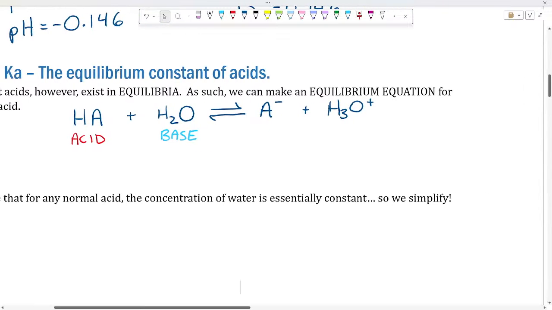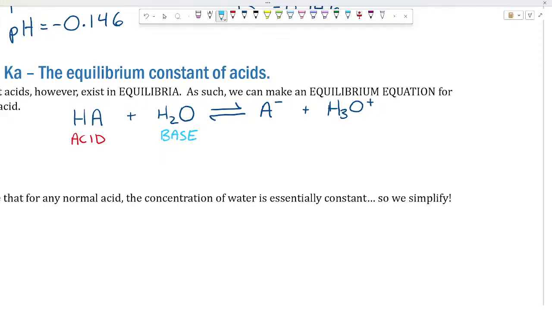The reaction also goes in reverse. When it goes in reverse, what's this reaction? A minus bumps into an H3O plus and turns into HA and water. Pause. Does that make sense? Don't write this. Look at me.